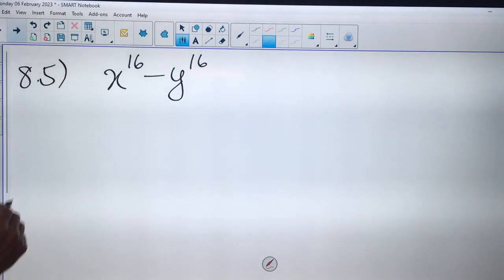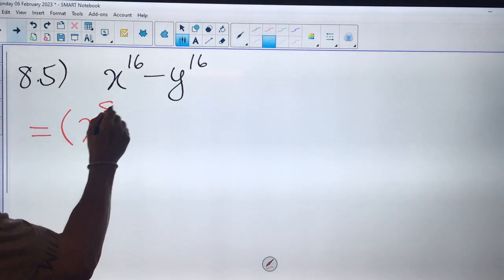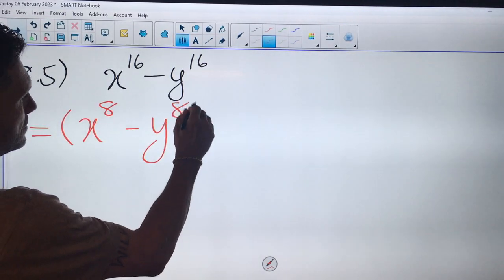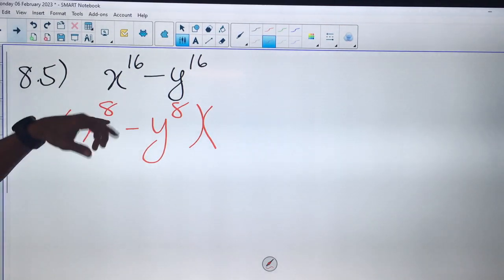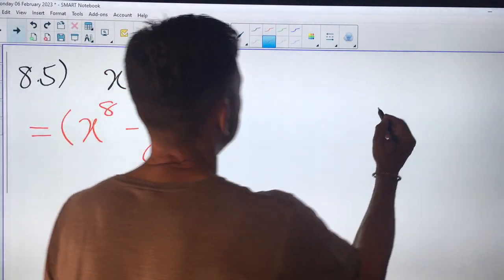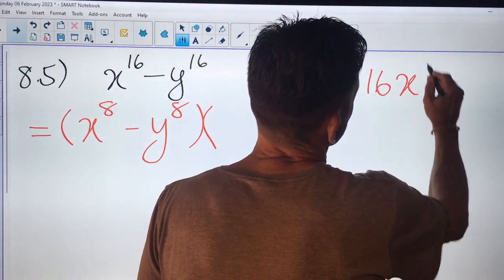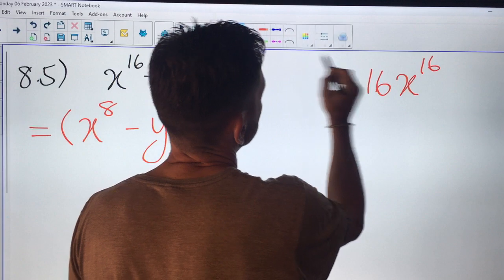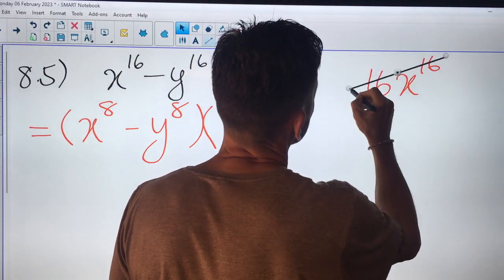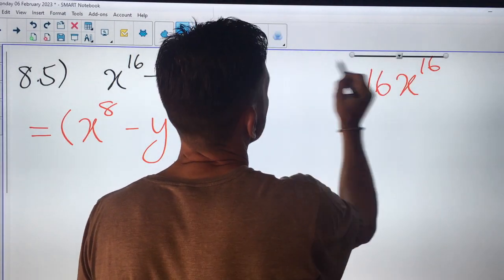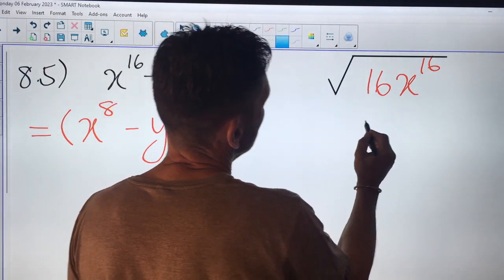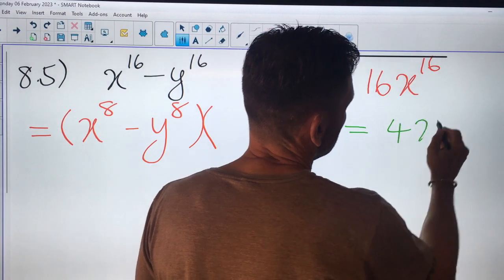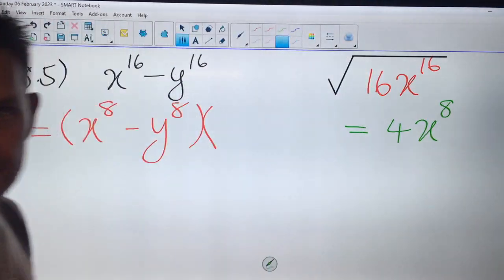Okay, this one you got partly right. Or did you write extra power 4? Yes, sir. Okay, no. The power is divided by 2. It's not the square root of the power. Let me just refresh your memory. The 16x to the power of 16 is, and this you need to be careful with, 4x to the power of 8.